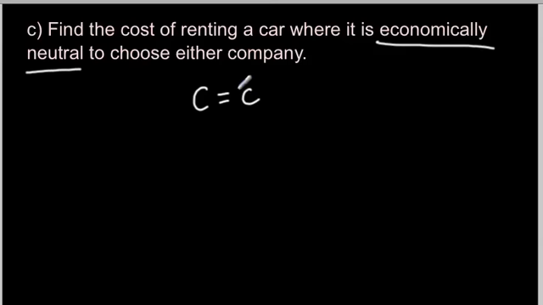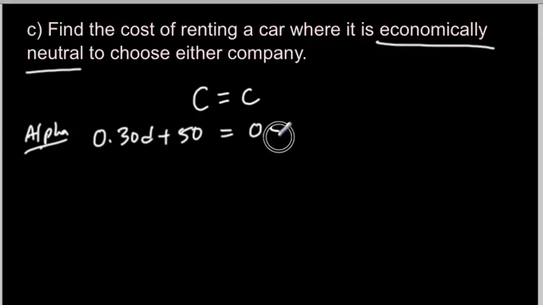The cost of one company is going to equal the cost of the other company. From the Alpha company, if we go back, the cost was 0.30D plus 50. This is Alpha. And from the Beta, it was 50 cents per kilometer plus 30, so 0.50D plus 30. This is Beta.